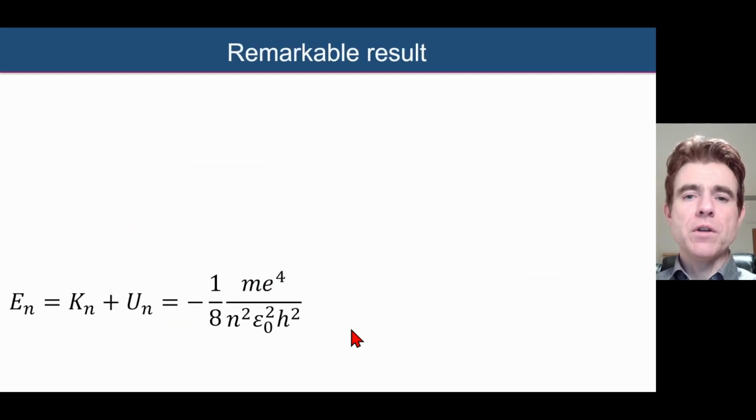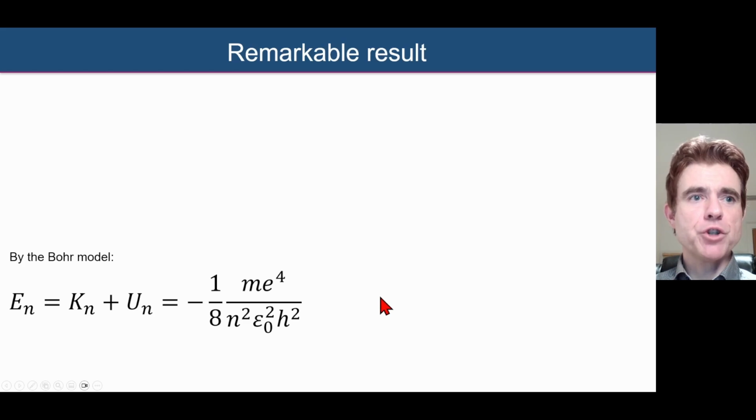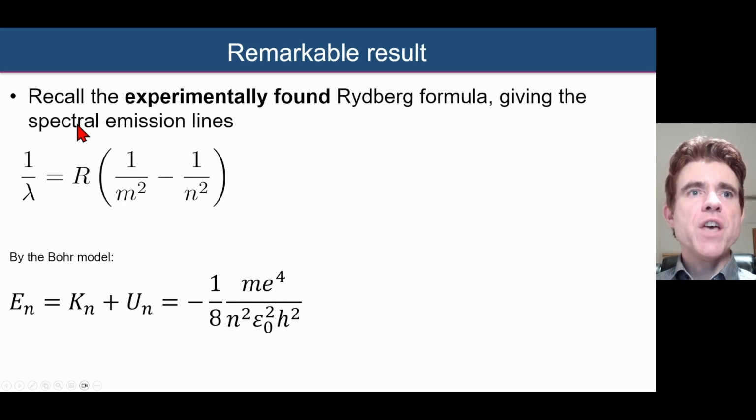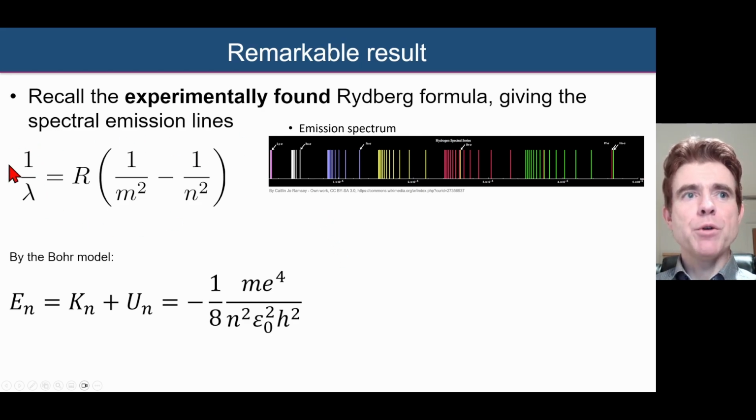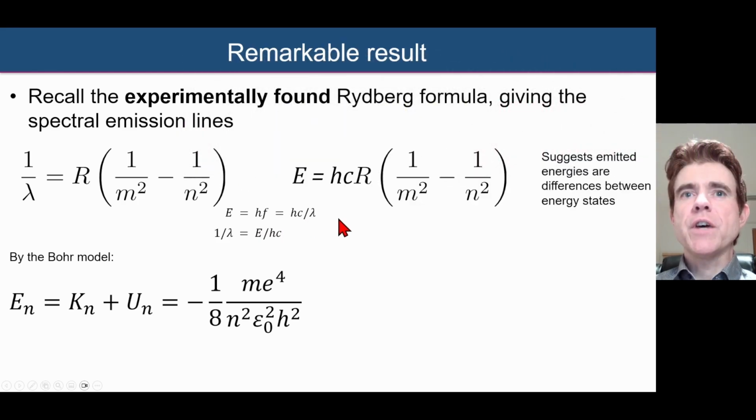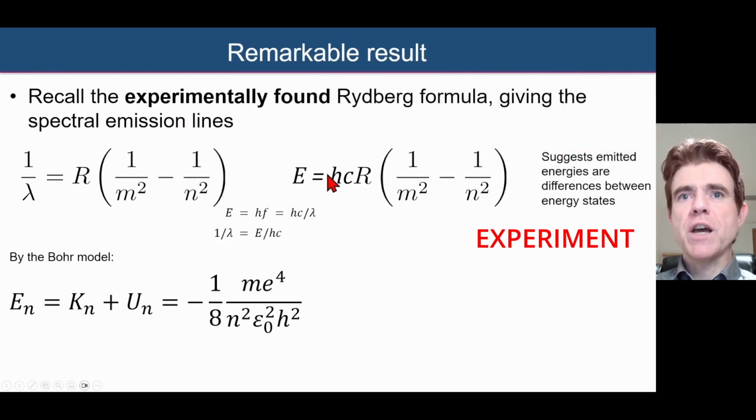Okay, so let's look at the remarkable result that arises from the Bohr model of the atom. Here then is that expression for the total energy, and there, remember, is the Rydberg formula, just an empirical expression for the hydrogen spectrum. And you remember from earlier on where we said energy is equal to hf, which is hc over lambda. That allowed us to rewrite this as discrete energy states, in other words, just differences in energies.